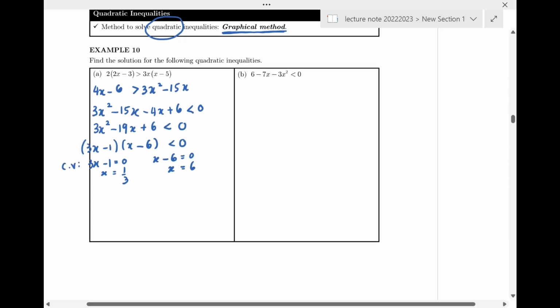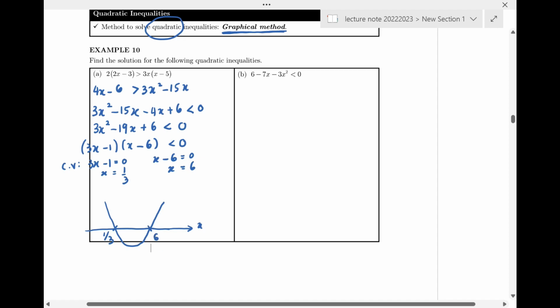Okay, next, what do we do next? We sketch a quadratic graph. Okay, so we put here on our x, this is actually our x. Okay, we draw a smiley graph. So here should be 1 over 3 and here is 6.